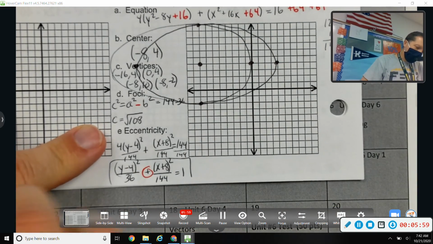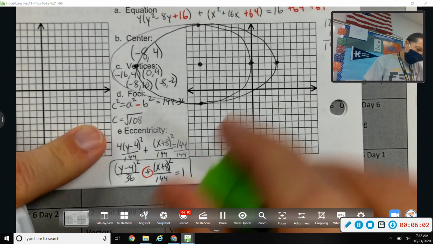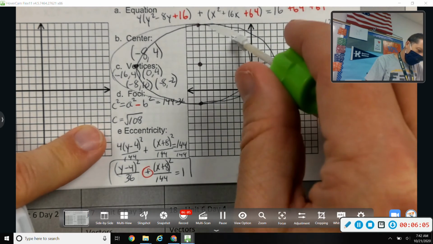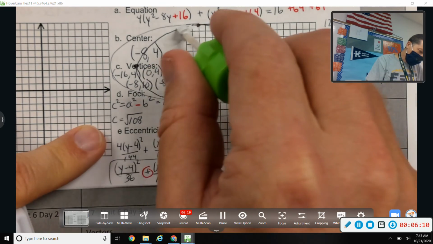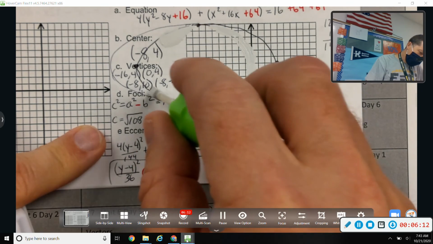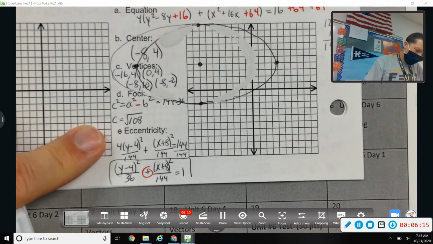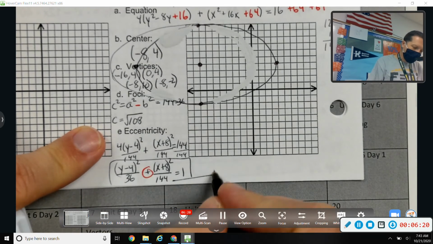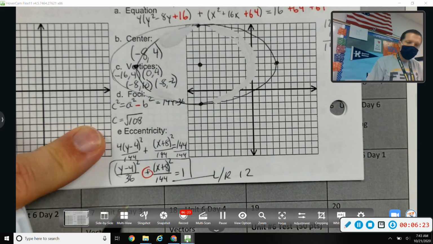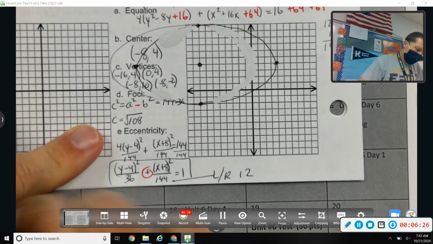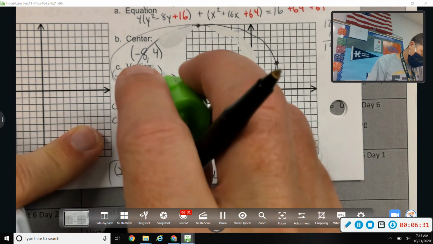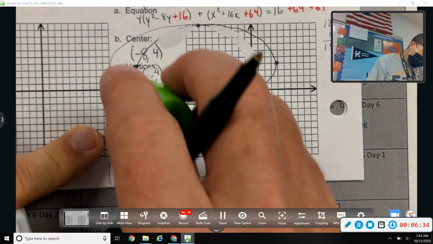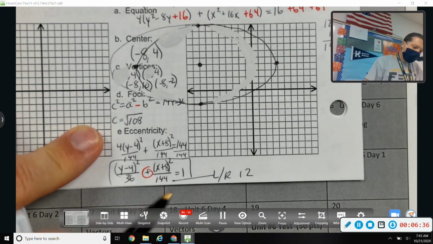This is why we do math in pencil, not pen. Or why we have whiteout handy. Because I did the wrong thing, I was supposed to go left and right 12. And I only went 8 for some reason. So that messes up my vertices, graphing, and listing.